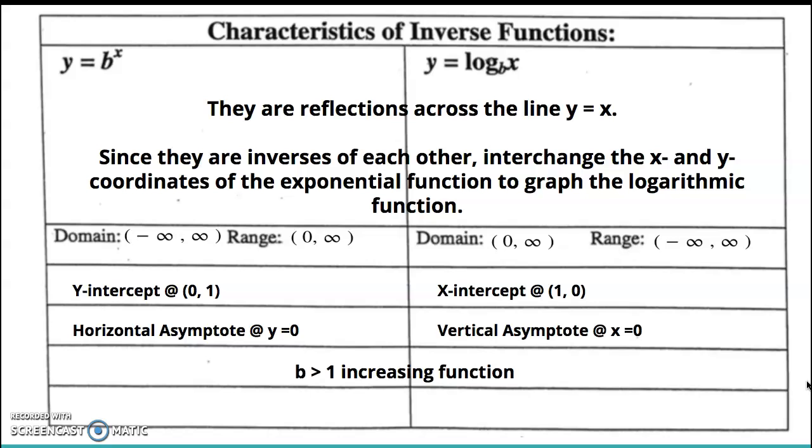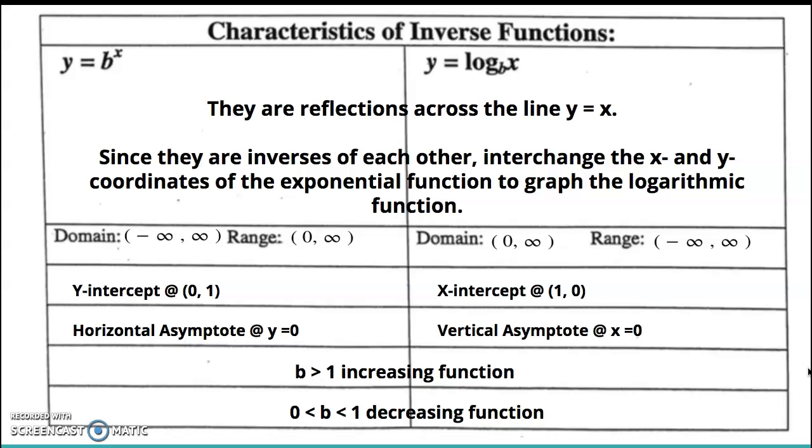If the base is greater than 1, we talked about how that was exponential growth, or an increasing function, for our exponential functions. So logarithmic functions, when the base is greater than 1, are also increasing functions. It rises from left to right. And if the base is between 0 and 1, it is a decreasing function. Your graph will fall from left to right.